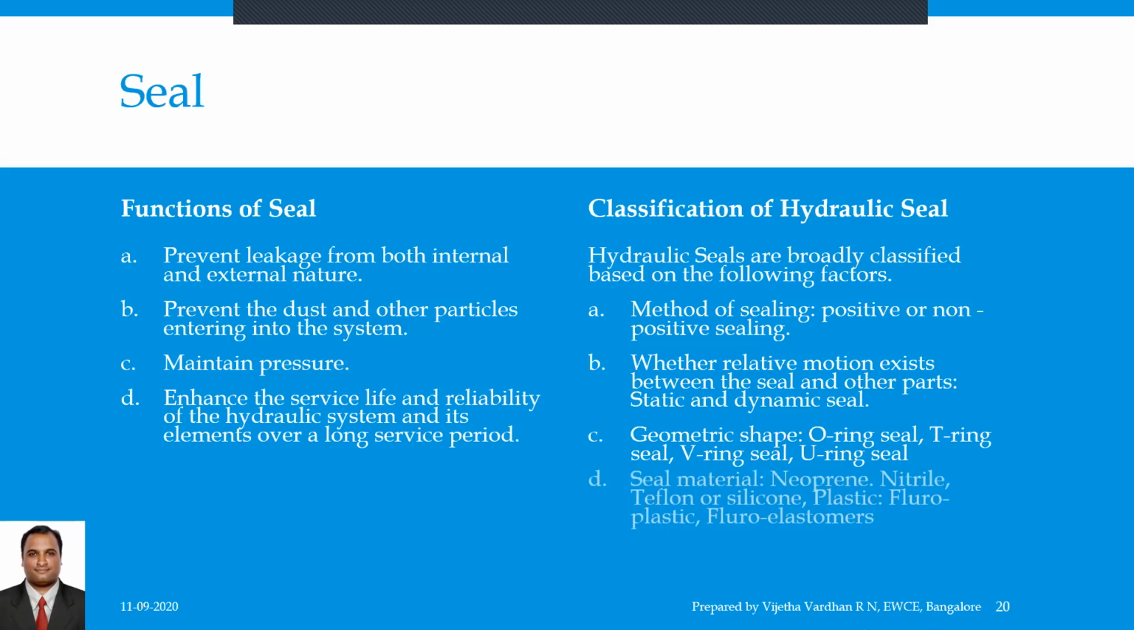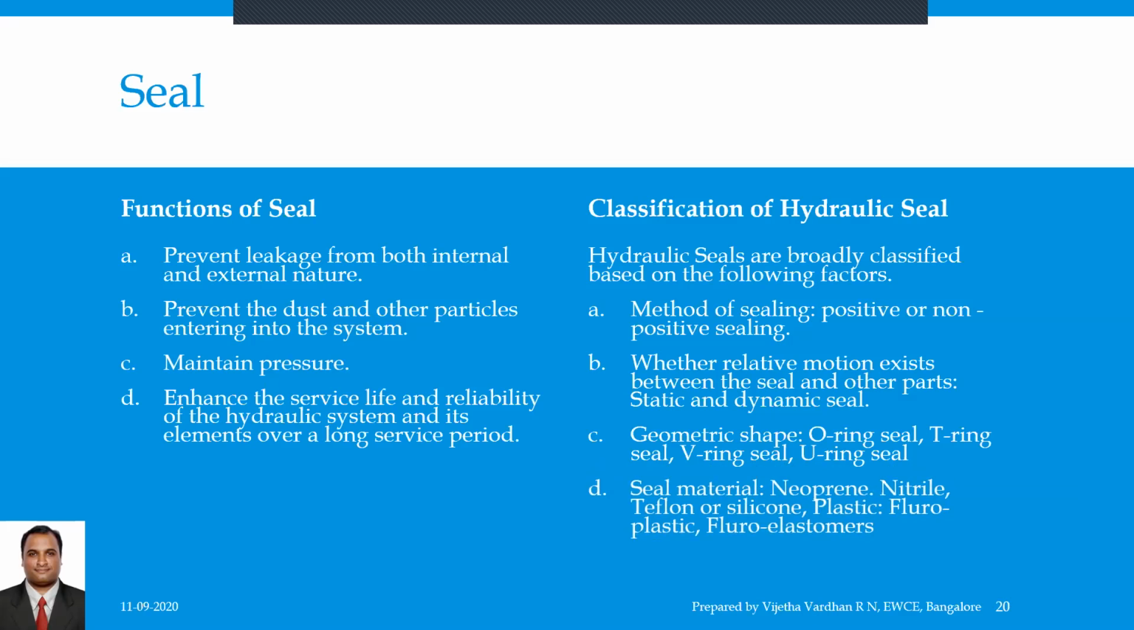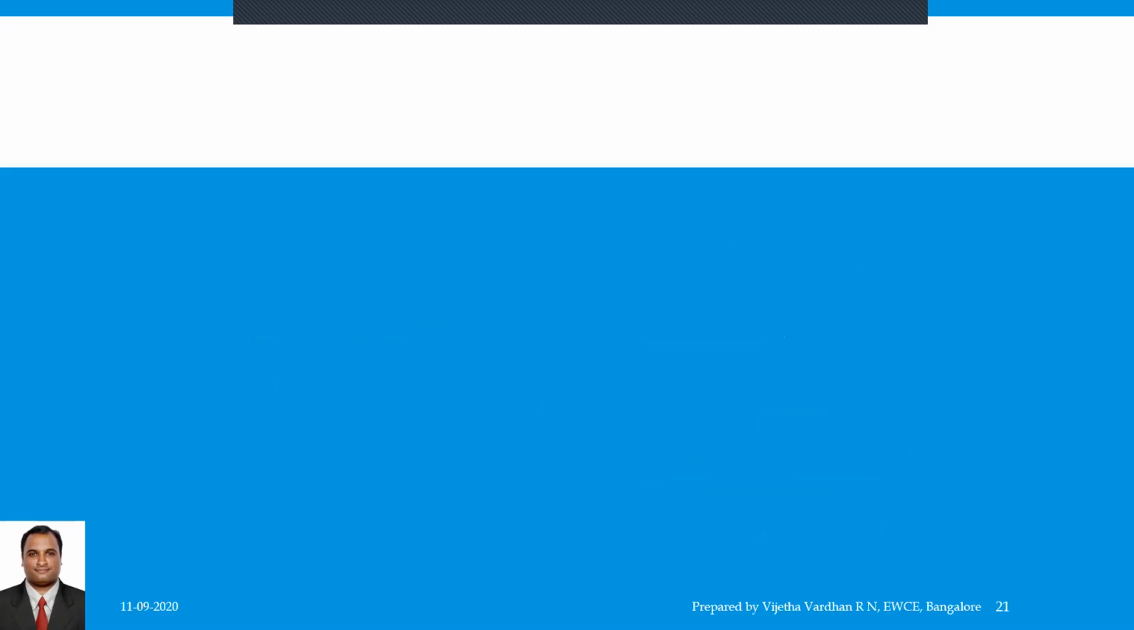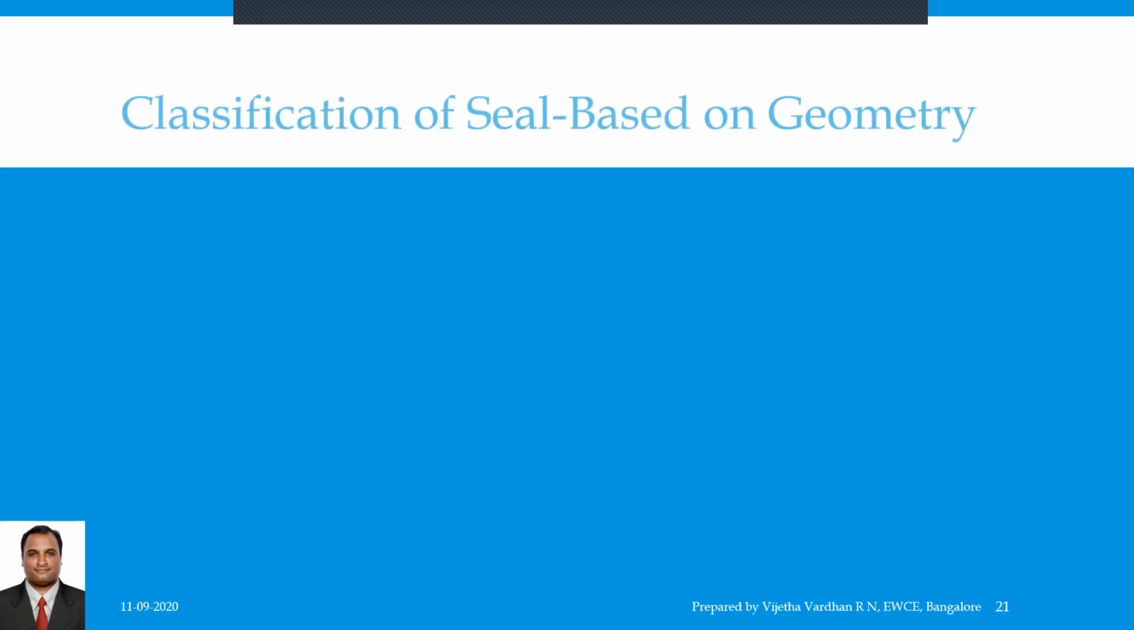Then coming to geometrical shape, based on the shape, we can classify seals as O, T, V, and U. We are going to discuss it in detail. And also the sealing materials, neoprene, nitrile, Teflon, silicon, etc. We are going to discuss them in detail.